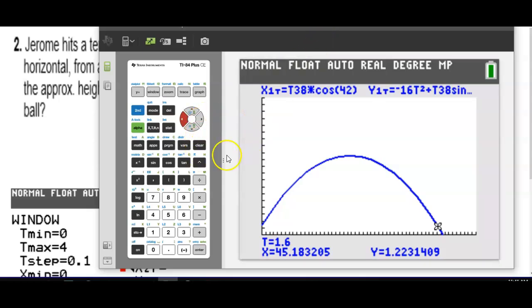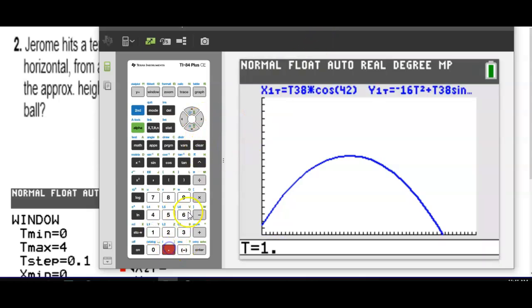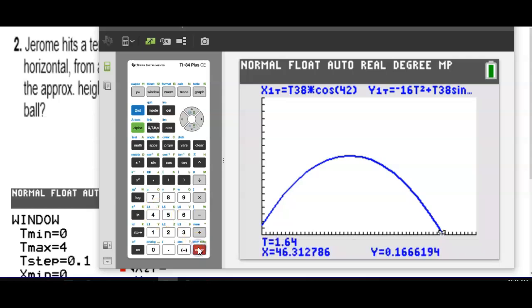So what did we decide on? I forgot. Around 46 feet.